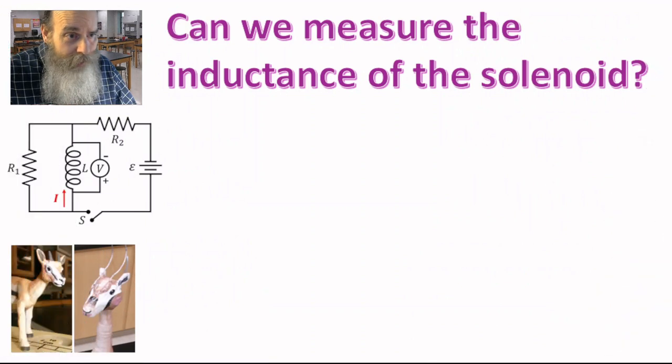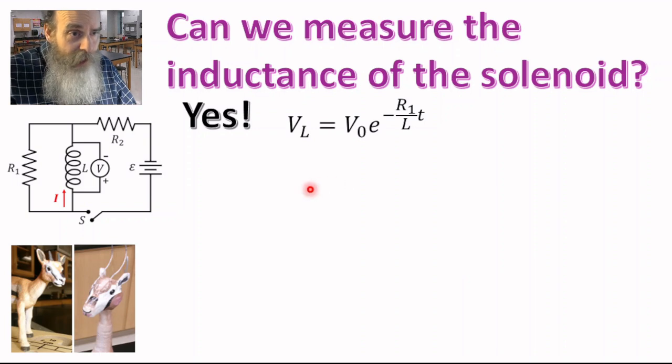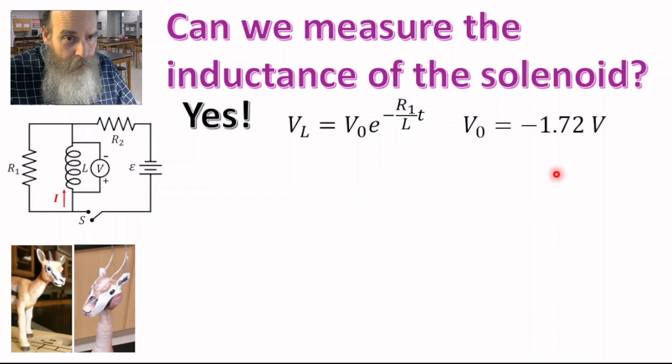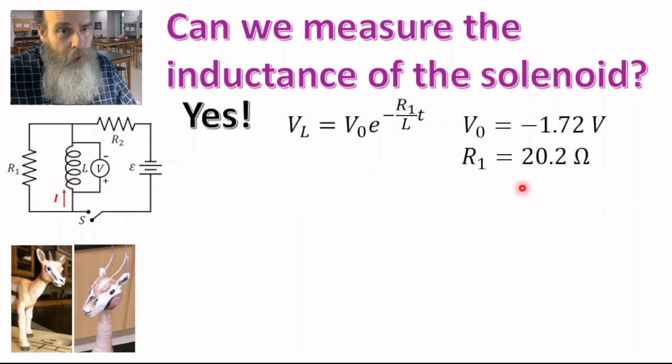We have curtains here because this is a very important and exciting question. Can we measure the inductance of the solenoid? The answer is yes. Here's what VL is, where V0 is negative 1.72 volts and R1 is 20.2 ohms.